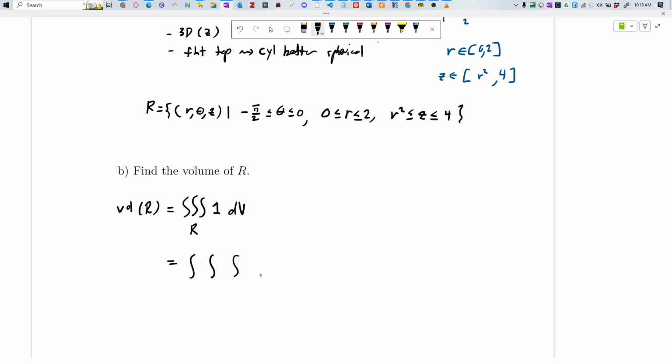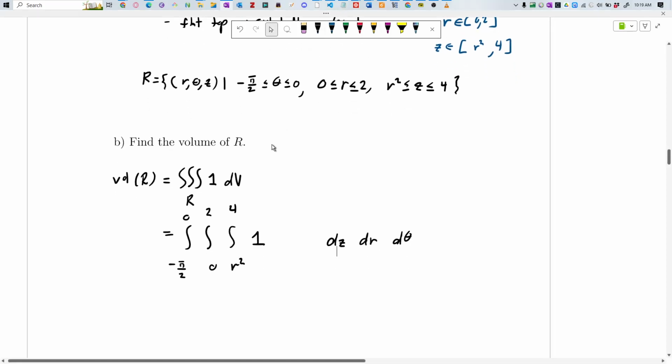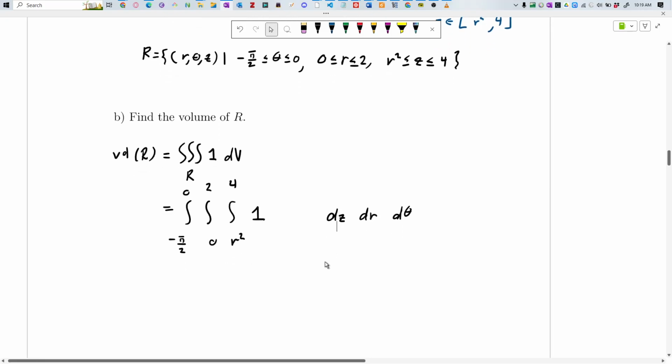Give myself a bit of space. So it's still the function 1, and I think I want to do it in this order actually. So minus pi over 2 to 0. The outermost one is d theta. The next one ends up being 0 to 2 dr. And then we have r squared to 4 dz. Okay, and you can see that we indeed have the z integral within the r integral.